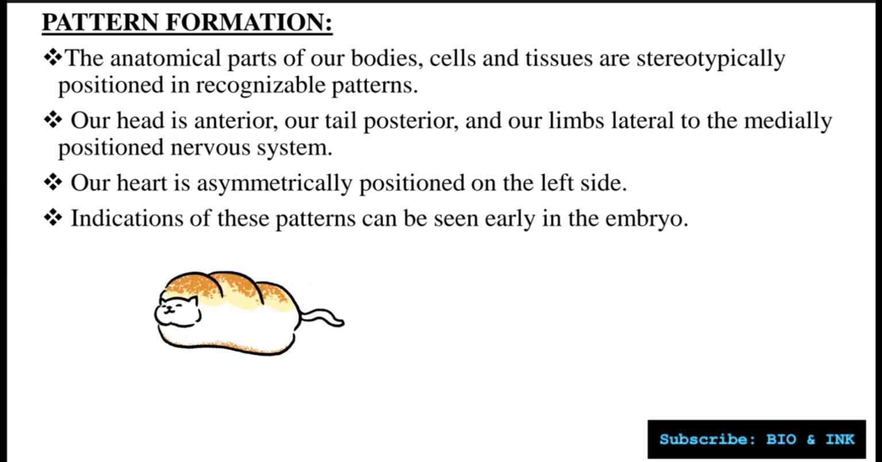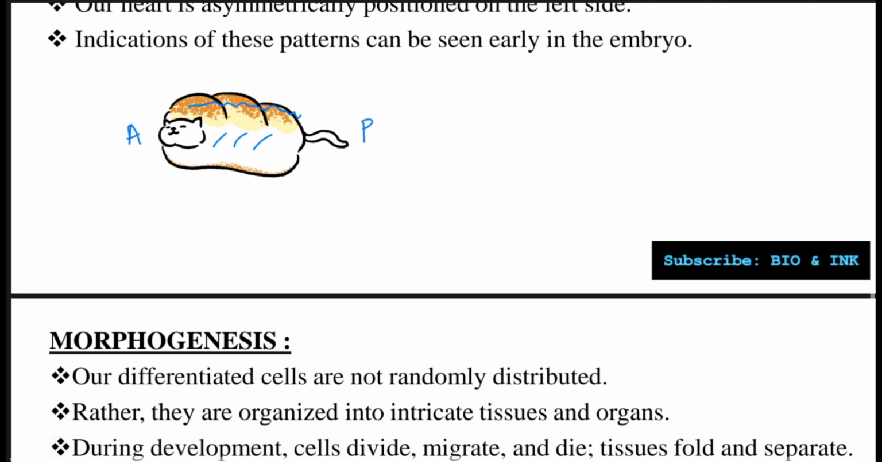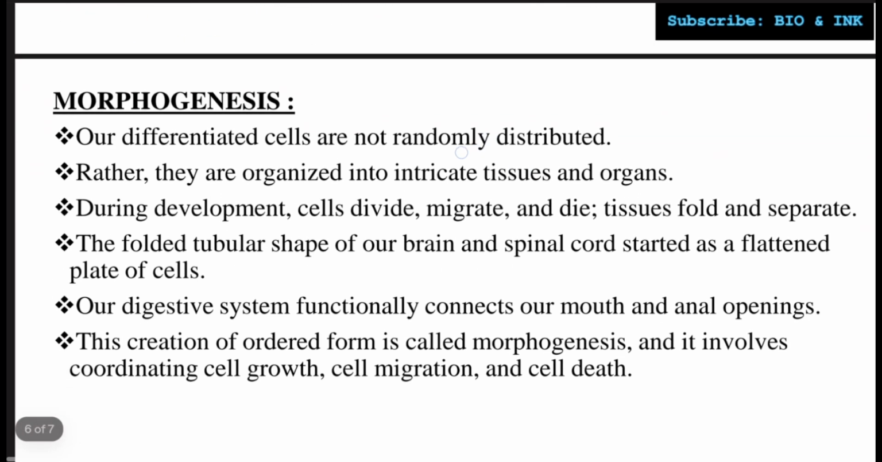Now let's understand pattern formation. As you see, a cute little cat here. Let's say this cat and every other organism, we all have a position which is recognized by certain patterns. Now the head is always anterior, the tail is always posterior, and our limbs are lateral to the medially positioned nervous system. And our heart is a bit left. These indications of patterns help us understand a little bit more about embryology.